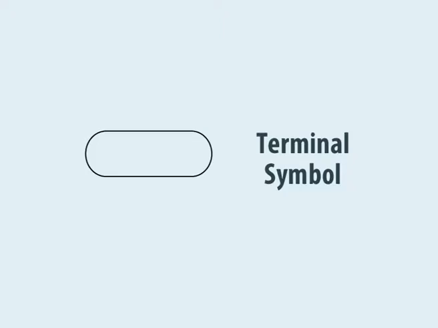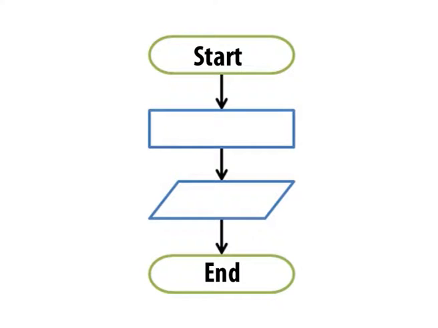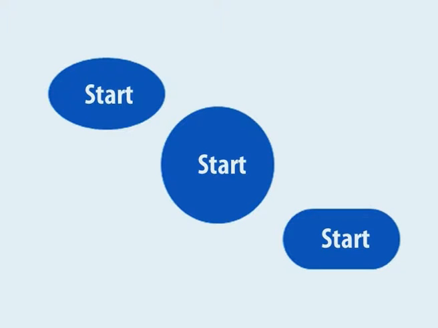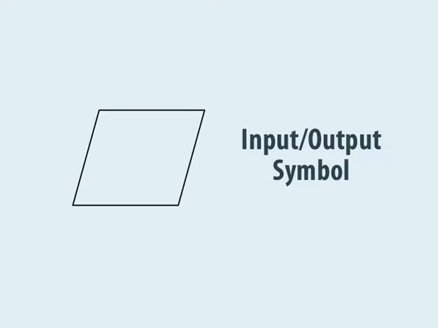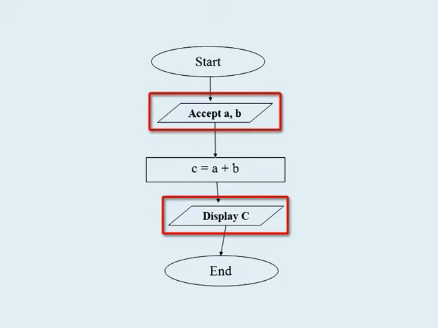First symbol is the terminal. The terminal symbol is used to indicate the starting and ending point of a flowchart. It is denoted as a circle, oval or rounded rectangle. Input-output symbol. This symbol is used to read input data and display output of data. Suppose you are adding two numbers, then the input-output symbol is used to read those numbers and display the output of the addition of the two numbers. The input-output symbol is denoted by a parallelogram.